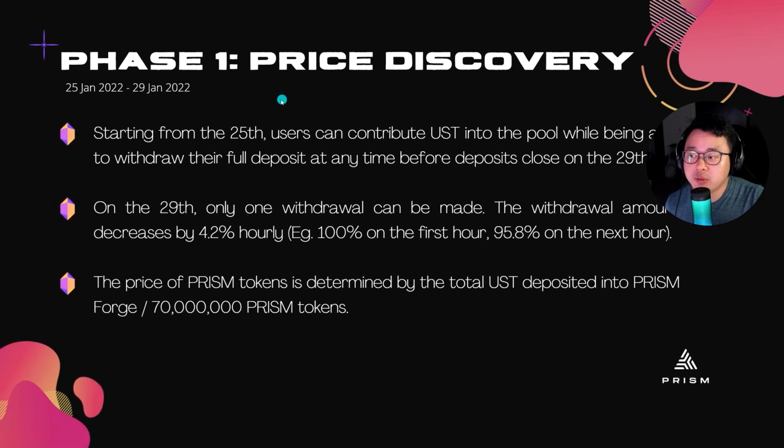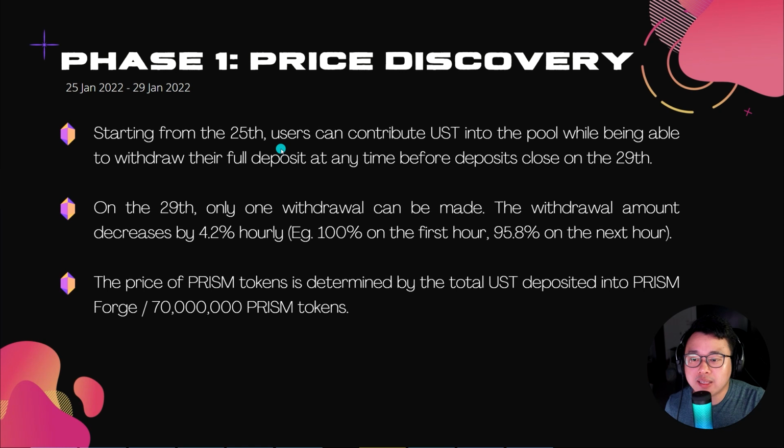So since phase 1 is coming very soon, here's a bit more information about it. Basically on the 25th of January this month, users can contribute UST into the pool while being able to withdraw their full deposit as long as they withdraw before the 29th. On the 29th, only one withdrawal can be made and the withdrawal amount decreases by 4.2% hourly. So for example, on the first hour you can still withdraw 100%, but every hour, like the next hour, it drops to like 95.8%. So this is an improvement over Mango Markets and it's basically an anti-whale measure.